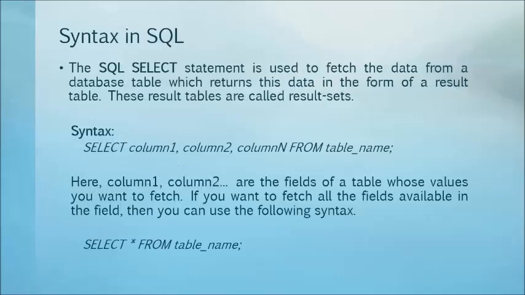The SQL select statement is used to fetch data from a database table, which returns this data in the form of a result table. These result tables are called result sets. So we have the syntax: select column1, column2, columnN from table_name. Here, column1, column2, and so on are the fields of a table whose values you want to fetch. If you want to fetch all the fields available in the table, then you can use the following syntax: select asterisk from table_name, indicating the name of the table.